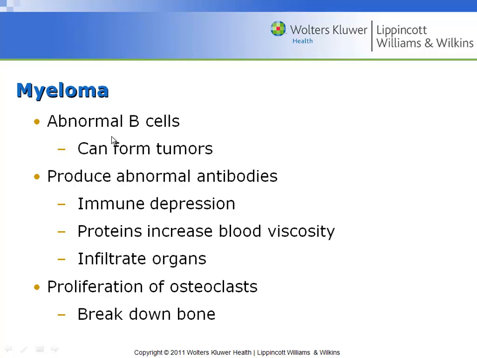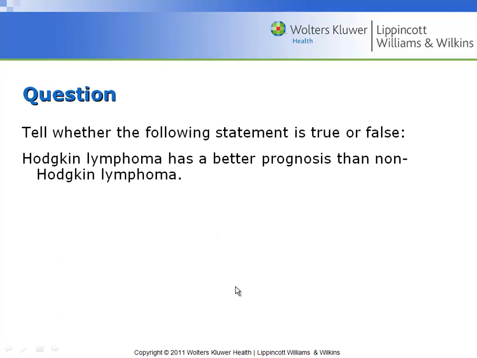Myeloma, so abnormal B cells can form tumors, produce abnormal antibodies. Abnormal antibodies are bad because we need normal antibodies to attach to antigenic surfaces on things to help us destroy foreign things or cells that have become cancerous. Proteins will also increase blood viscosity, will infiltrate the organs, proliferation of osteoclasts like we discussed previously, and bone being broken down. So a lot of times you hear multiple myeloma, and there's a picture in your book of these individuals with difficulties with their bone because of proliferation of osteoclasts.